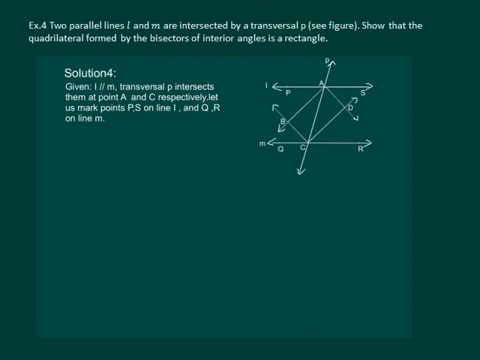Similarly, SQ is 3 units while ST is 4 units. Let us mark the points P and Q on L, and S and R on M. So QT is equal to 3 plus 4, equal to 7 units. Now we can use Pythagoras theorem to find PQ.